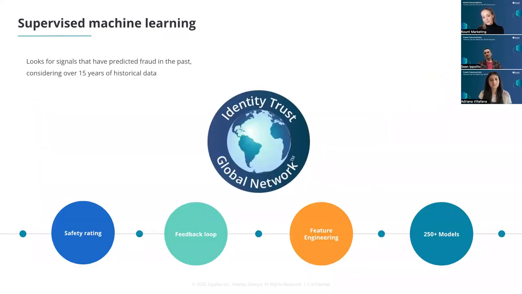So I went over what machine learning is generally, specifically a supervised machine learning approach, any supervised machine learning approach, including ones that we use. What you have to do is look for signals that have predicted fraud in the past. And really, we have such a huge data network, and we have over 15 years of historical data.